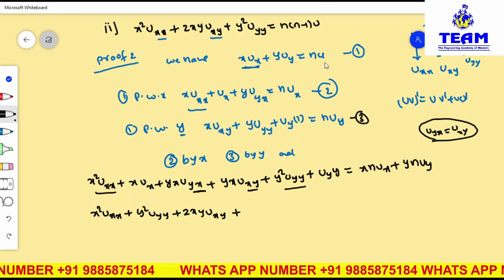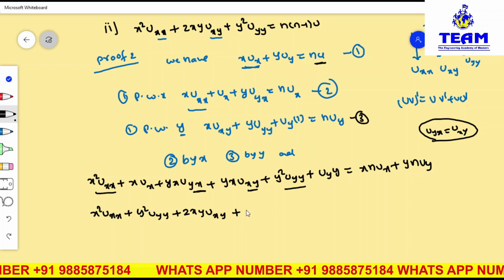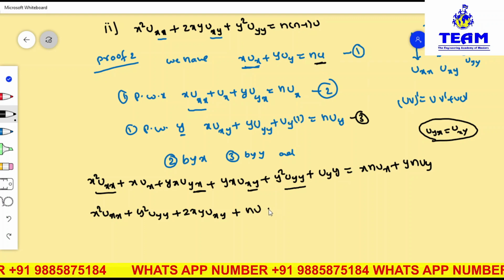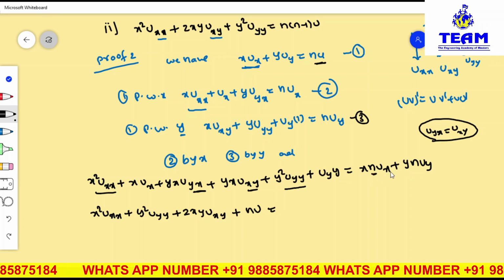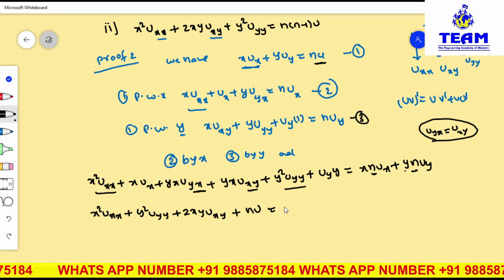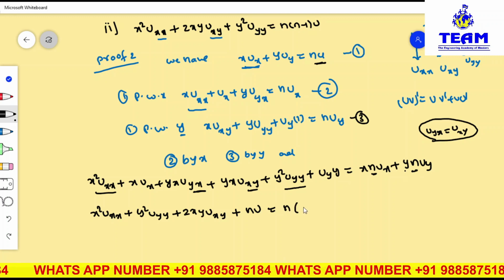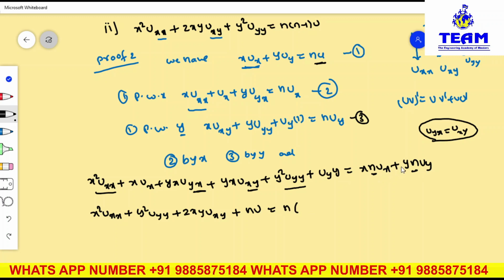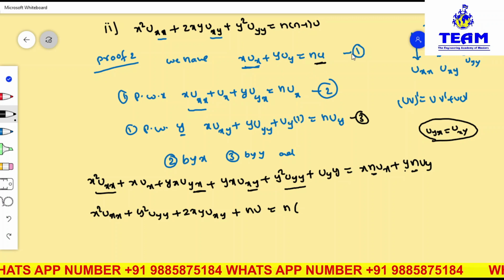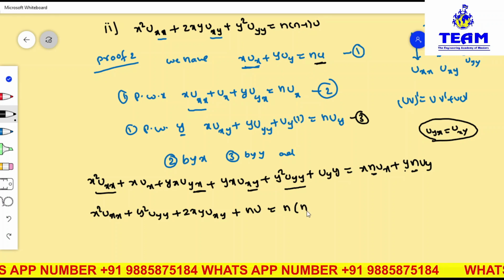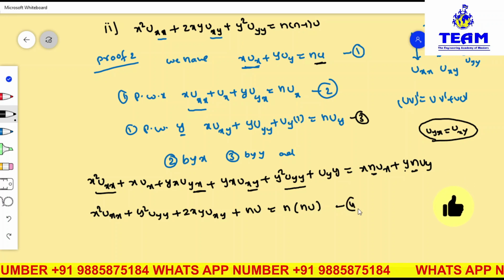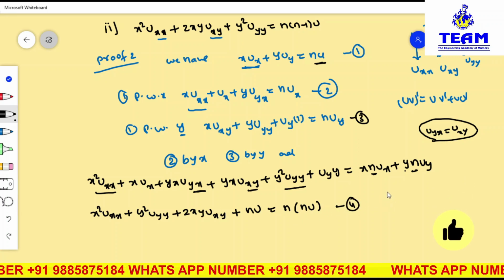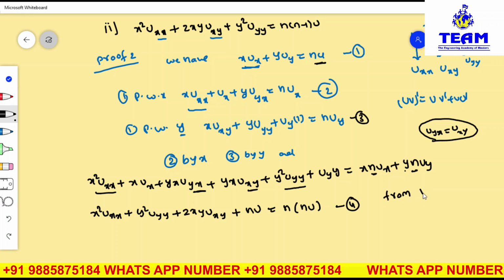What can you write from equation 1? nu. So from equation 1 we are writing nu. And from these two you can take the common term. Here you have n, here you have n. So if I take n common on the right side, then again I will have xux plus yuy. What is the xux plus yuy value from equation 1? nu. Okay, I am writing this nu. Okay friends, consider this as equation number 4. How you are getting this nu means from equation number 1.